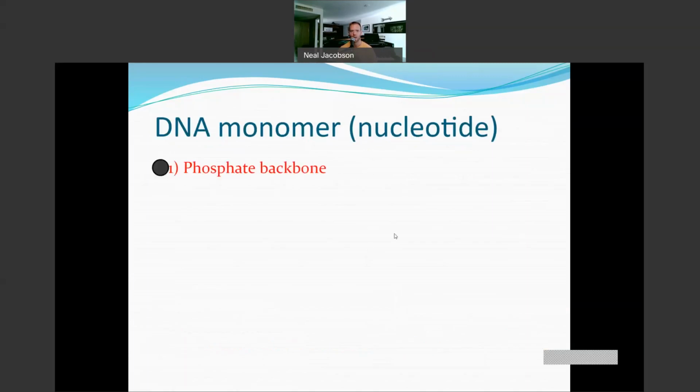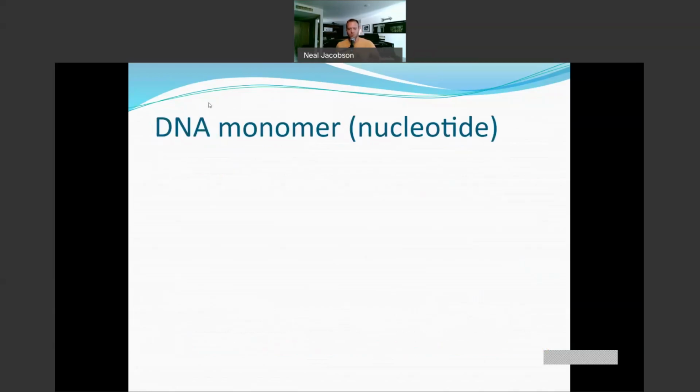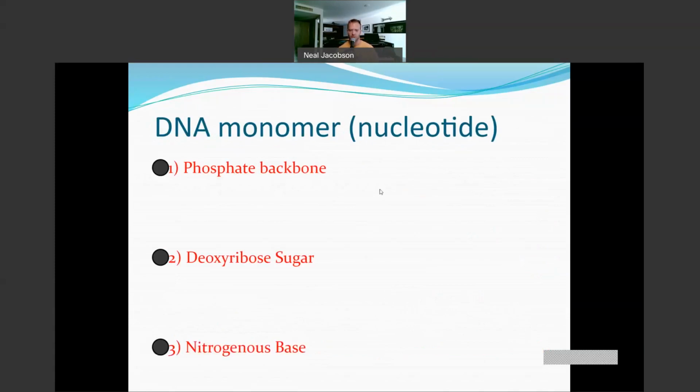Okay. Anywho, so they figured out the structure of DNA. Let's look at the actual structure of DNA. So DNA is a double-stranded polymer made up of monomer nucleotides. And each monomer is made up of a phosphate backbone, a deoxyribose sugar, and a nitrogenous base.